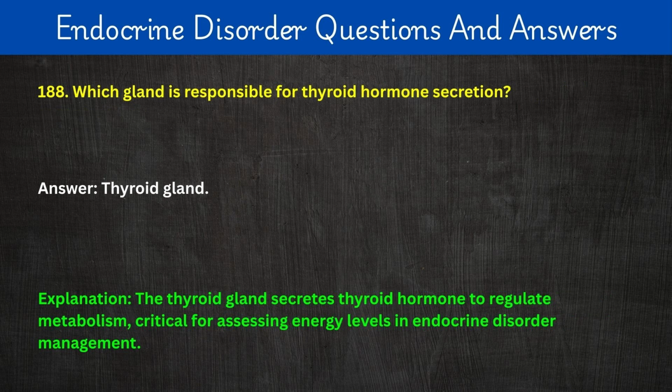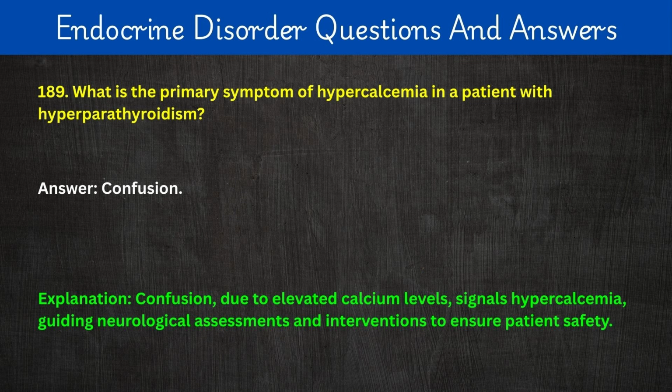188. Which gland is responsible for thyroid hormone secretion? Answer: thyroid gland. Explanation: the thyroid gland secretes thyroid hormone to regulate metabolism, critical for assessing energy levels in endocrine disorder management. 189. What is the primary symptom of hypercalcemia in a patient with hyperparathyroidism? Answer: confusion. Explanation: confusion, due to elevated calcium levels, signals hypercalcemia, guiding neurological assessments and interventions to ensure patient safety.